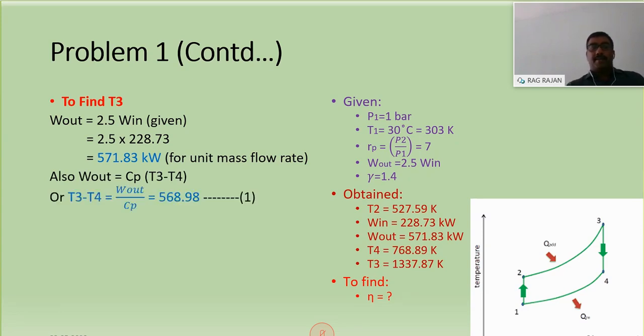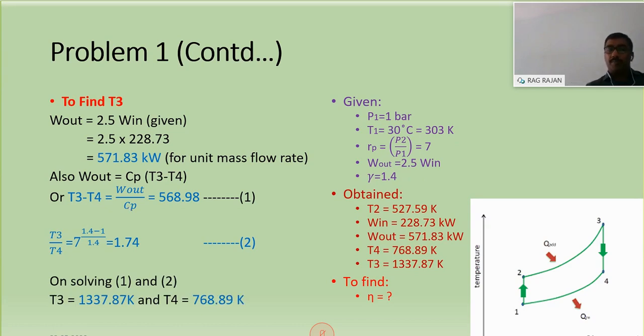Now we are having Cp, but T3 and T4 are unknowns. So T3 minus T4 you will get a value, that is 568.98, because W out is Cp into T3 minus T4. And here you are having T3 by T4 which is equal to 1.74. So you are having two unknowns and two equations.